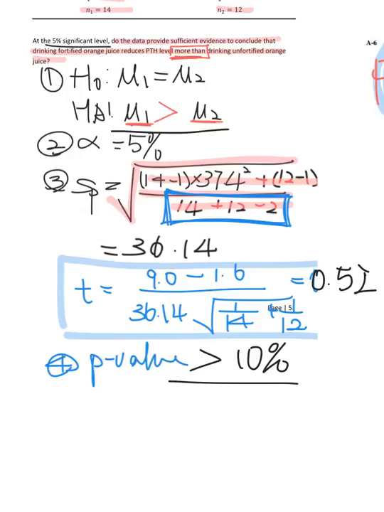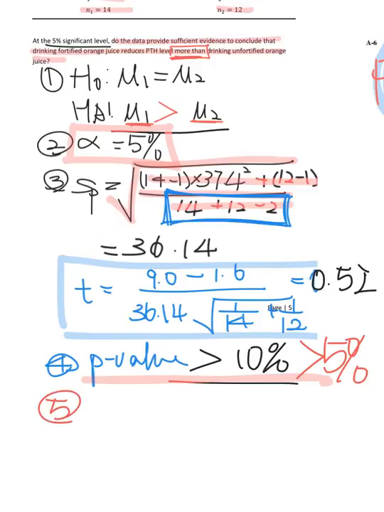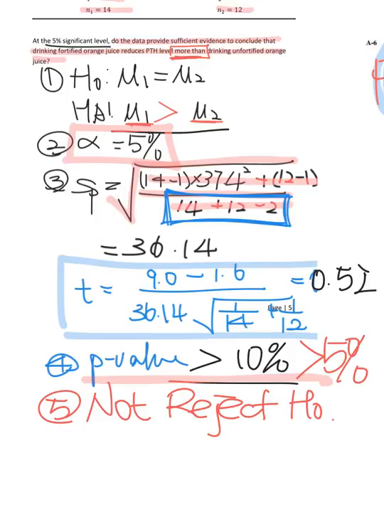How much was alpha? Alpha was 5%. Is it bigger than 5% or less than 5%? Absolutely, it's bigger than 5%. Even bigger than 10%. Decision: do not reject the null hypothesis. What should I do? Do not reject the null hypothesis.